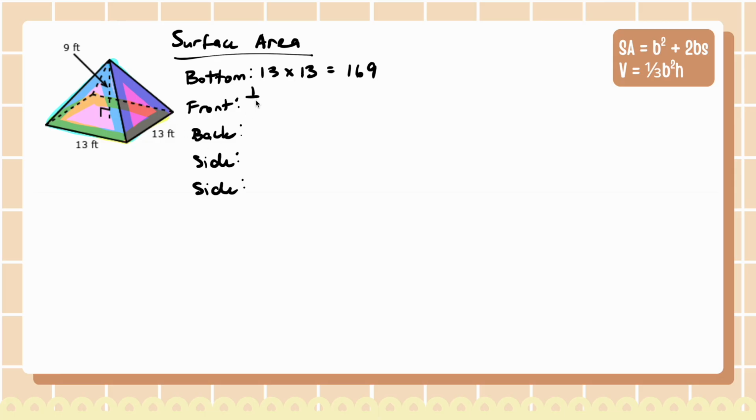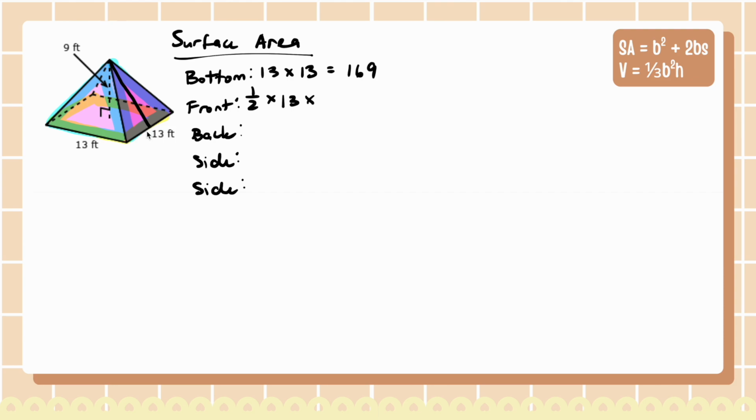So we're going to start with 1/2 times our base of the triangle, which is 13, times our height of the triangle. But notice that in this case, we are missing the height of the triangle. We only have the height of the pyramid, but I want this slant height here. So I'm just going to go ahead and draw it out for you.